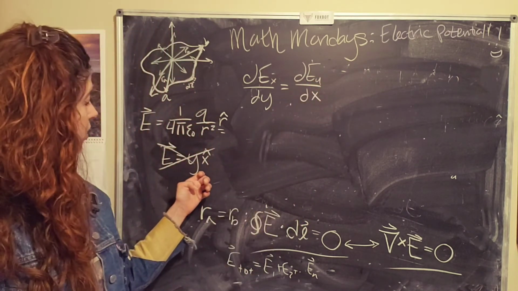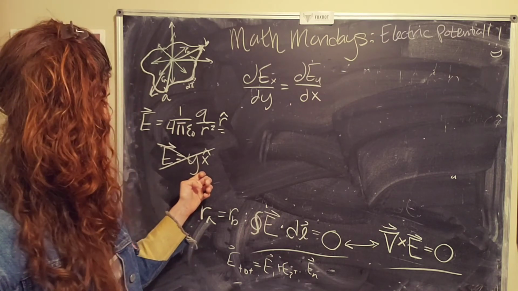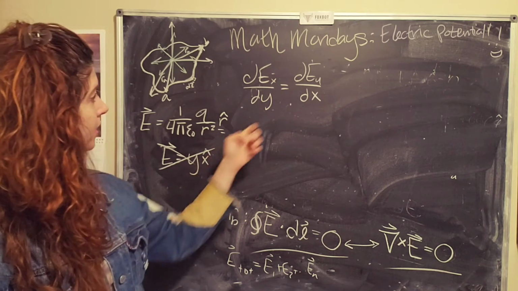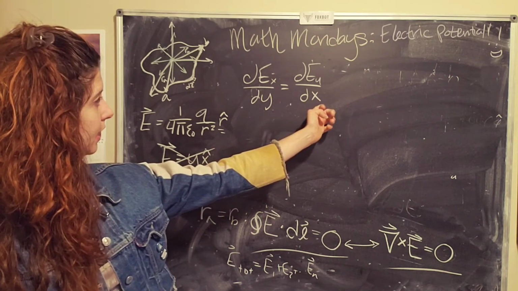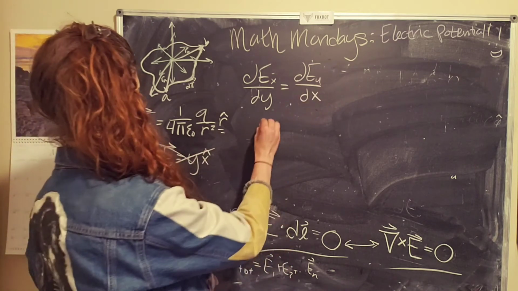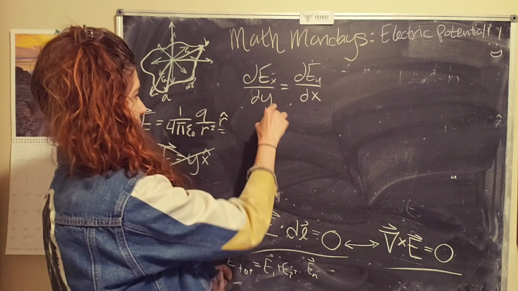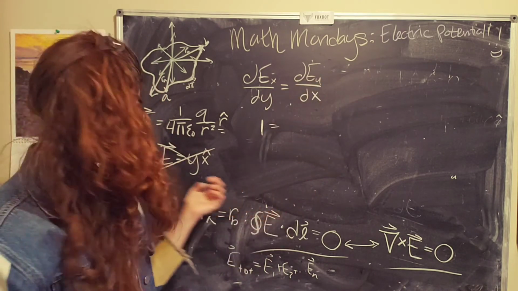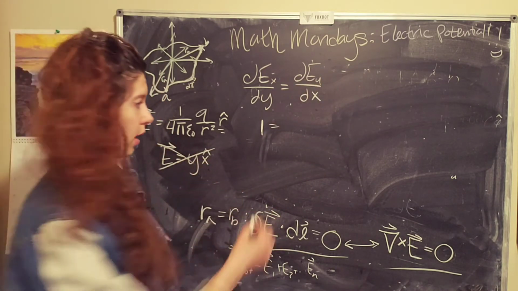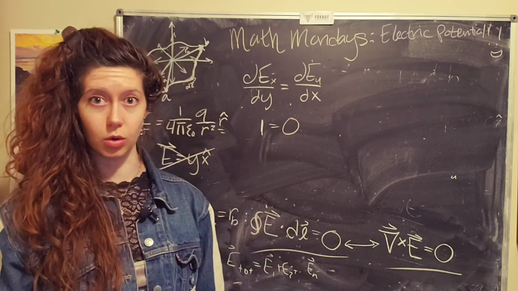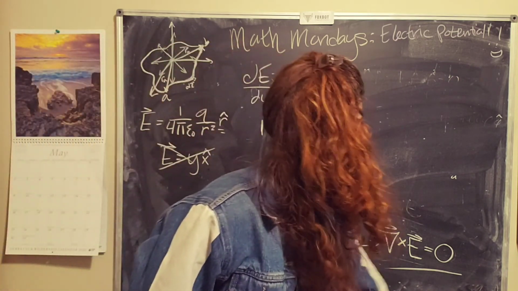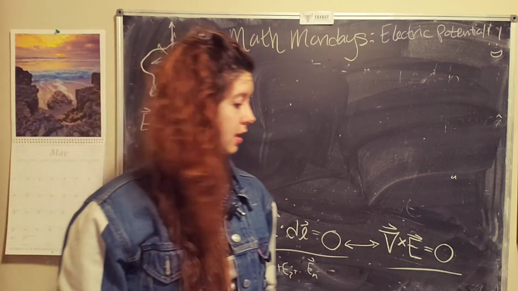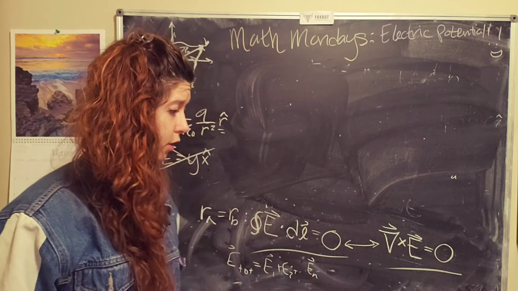When you take the partial of this with respect to y, you are going to get 1. So this equals 1, but then the partial of the y component is 0 because there is no y component. So you get 1 equals 0, which is not true. Okay, so this limits the types of formulas that we can have for the electric field.